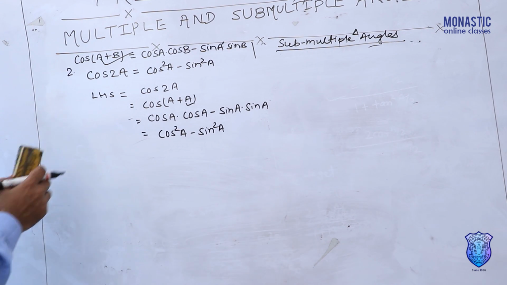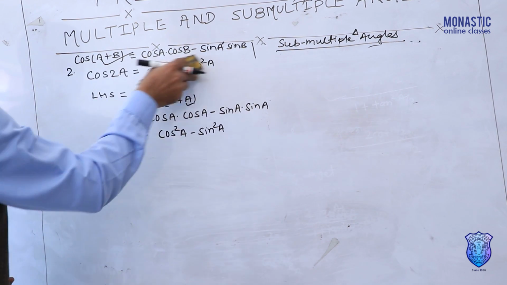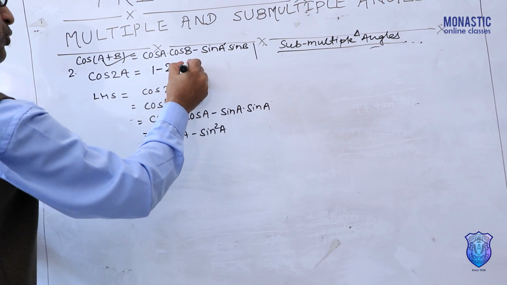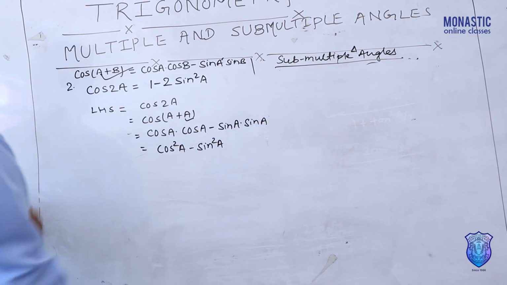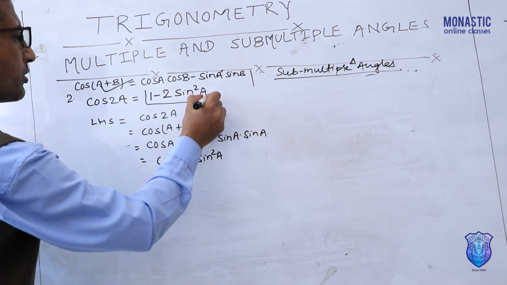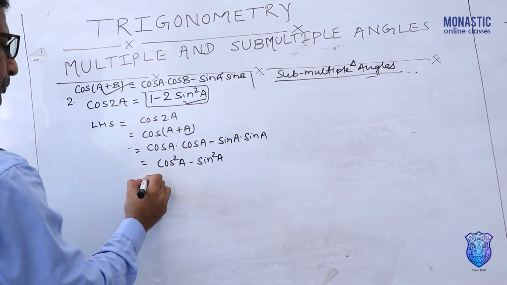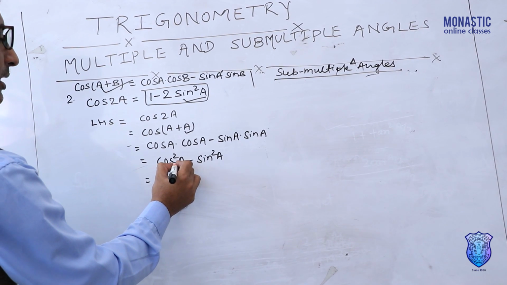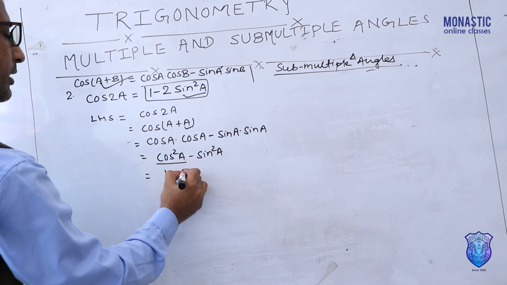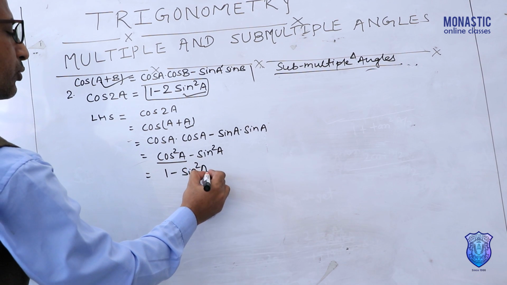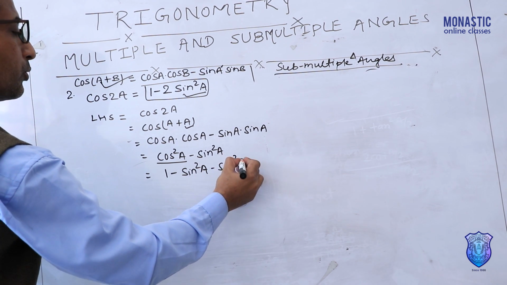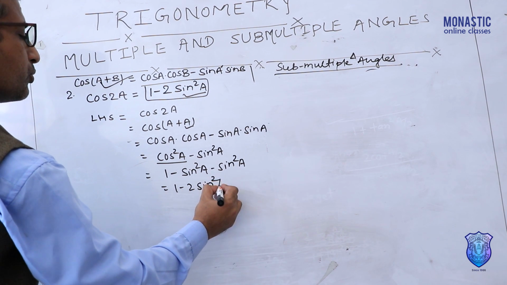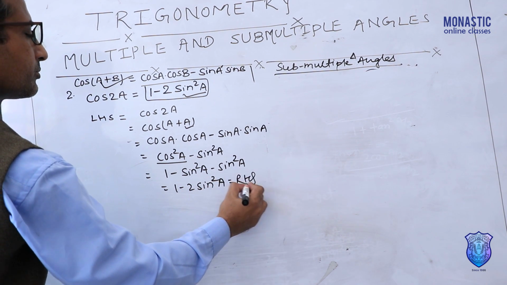That's our first formula. Now coming to the second one, 1 minus 2 sine square A. Here you want the result in sine squared. You have learned in class 9 that the formula for cos square A is 1 minus sine square A. Now simplify. That's your result, 1 minus 2 sine square A.